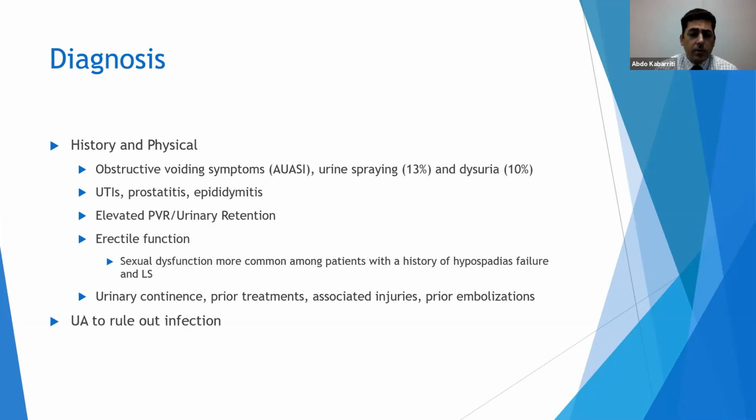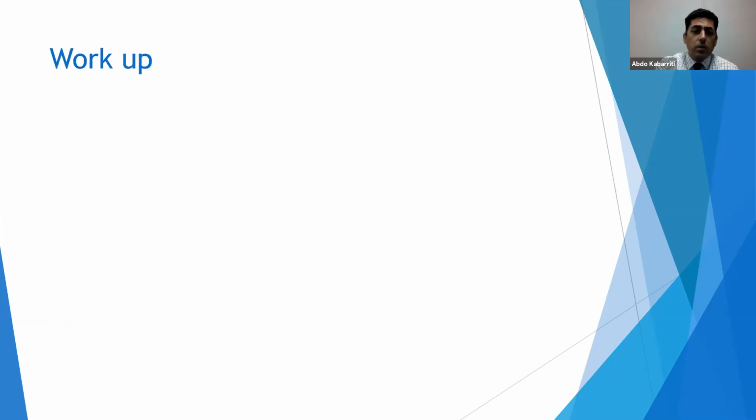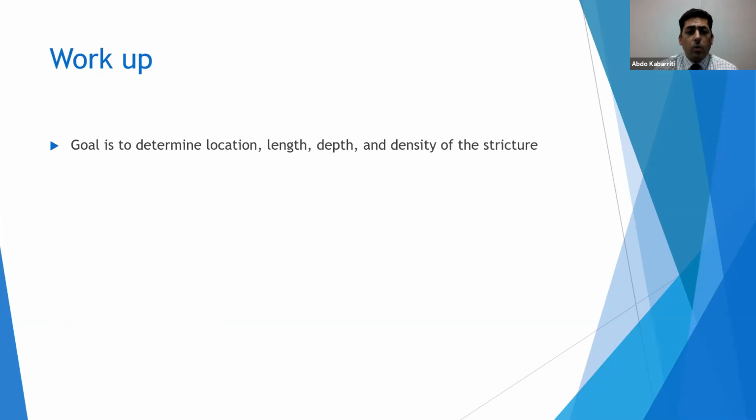And then as per the UA guidelines, we would also obtain a UA to rule out an infection as well. The goal of the workup is really to determine four things: location, length, depth, and the density of the stricture.